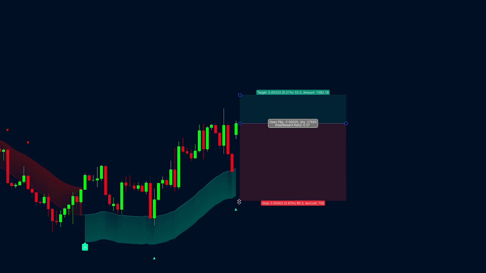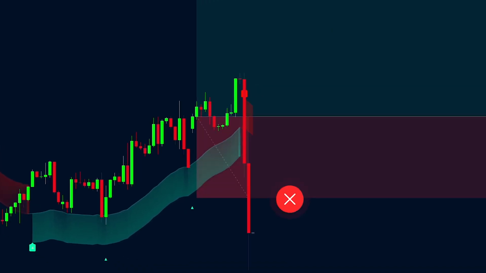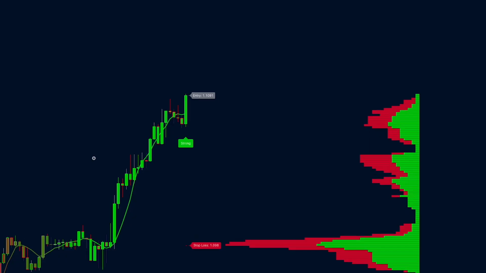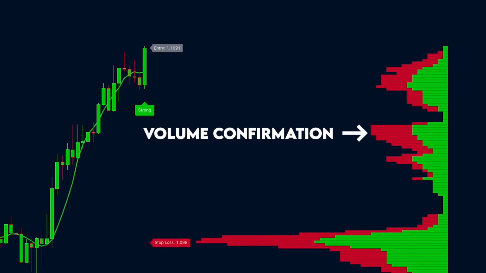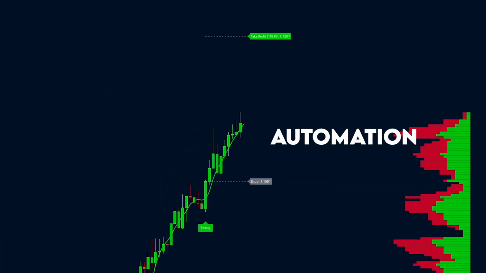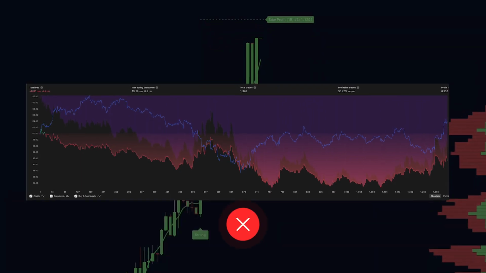But here's the truth. Trading like this without a complete system is the fastest way to blow your account, because it's not just about one indicator. You need everything. Smart entries, volume confirmation, proper risk, and automation, all working together. Otherwise, your results end up like this.